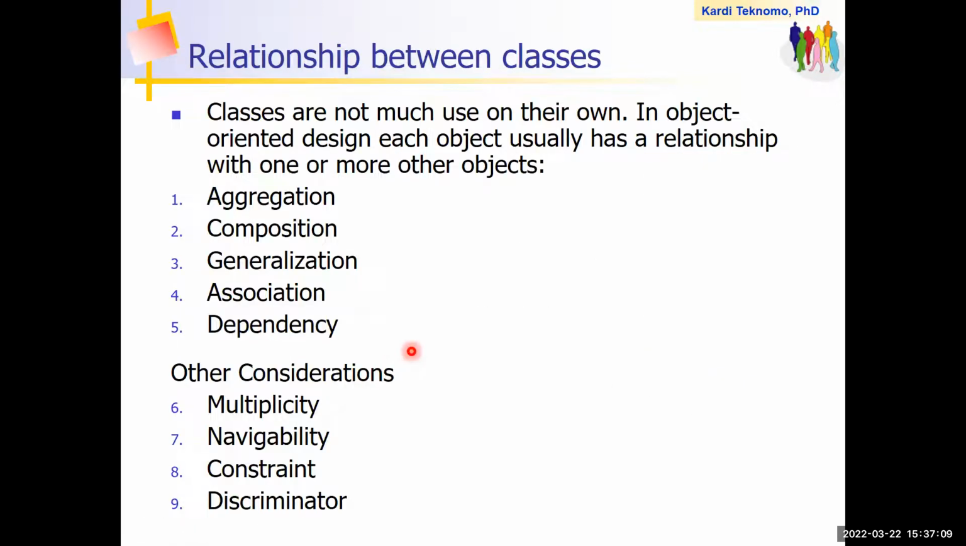So there are five relationships between classes. If you only have one class, it's not so useful. It is the interaction between classes that actually makes the program useful, right? So there are five types of relationship that you can draw in your design of the software. And we can talk later about the multiplicity, constraint, discriminator, and so on. So let's first discuss this type of relationship. One is called aggregation.